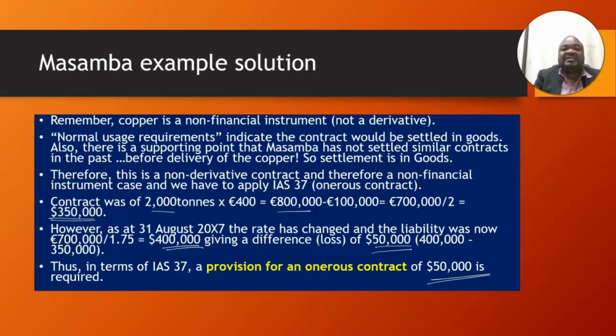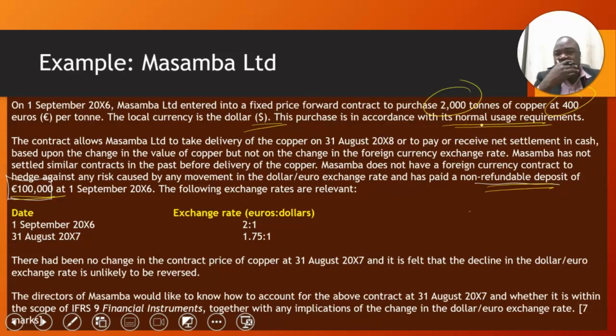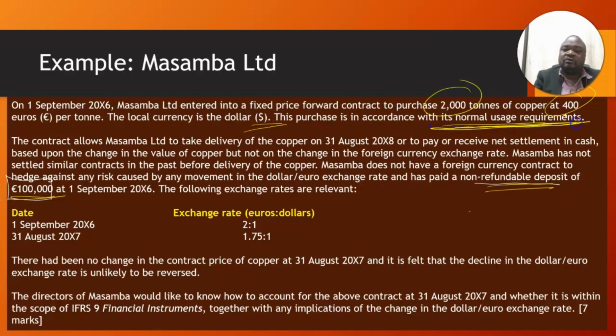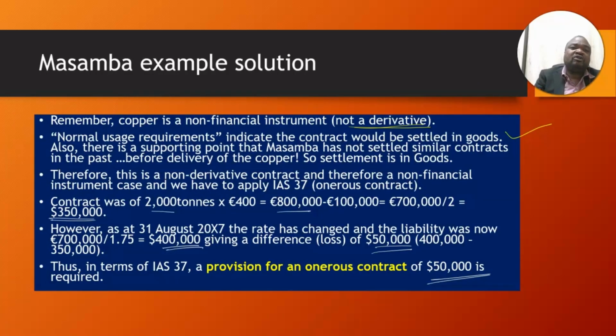So this is the analysis. Remember, copper is a non-financial instrument. It is not a derivative. It is a good. Normal usage requirements indicate the contract was to be settled in goods. That is where they said that this purchase is in accordance with its normal usage requirements. So the contract is for goods, settled in goods. Also, a supporting point is that Masamba has not settled similar contracts in the past before delivery of the copper. So settlement is in goods.